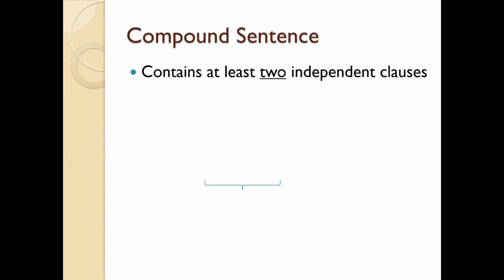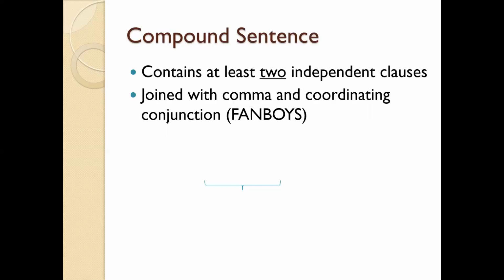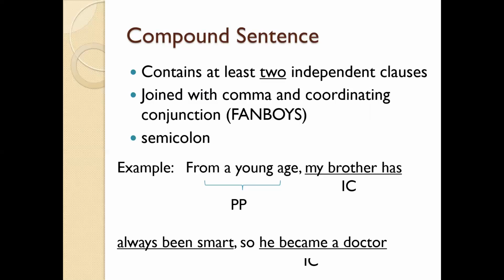A compound sentence has two independent clauses joined together with usually a comma and a coordinating conjunction, or we also know them as the fanboys. That's for, and, nor, but, or, yet, so. You can also join a compound sentence with a semicolon. If you have a semicolon, you do not capitalize the next sentence unless it is a proper noun or a proper pronoun.